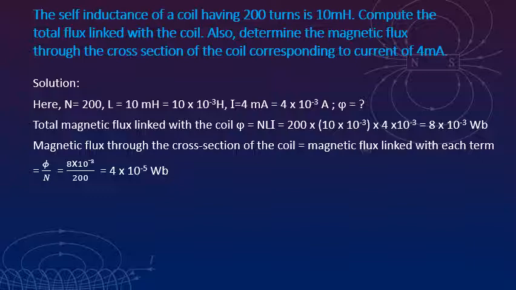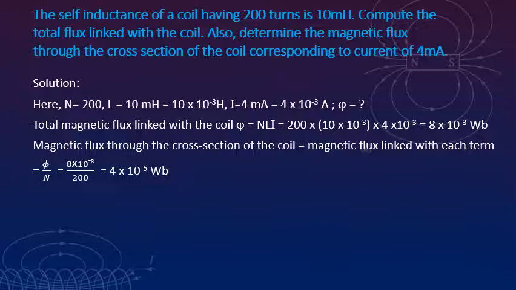First, we have to calculate the total flux phi linked with the coil. So, we know the formula. The total magnetic flux linked with the coil phi is equal to capital N into capital L into capital I. Therefore, phi is equal to N is replaced by 200 into L is replaced by 10 into 10 power minus 3 into I is replaced by 4 into 10 power minus 3. On calculating, we get the total flux phi is equal to 8 into 10 power minus 3 Weber.